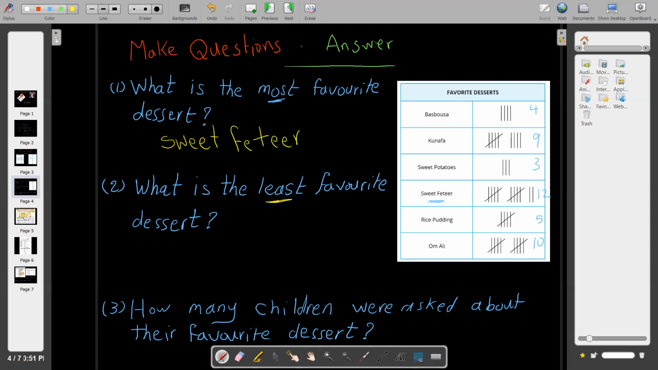What is the least favorite dessert? The smallest number of children like this food. We can see here the smallest number is 3. So what is this dessert? It's sweet potatoes. We write here sweet potatoes.